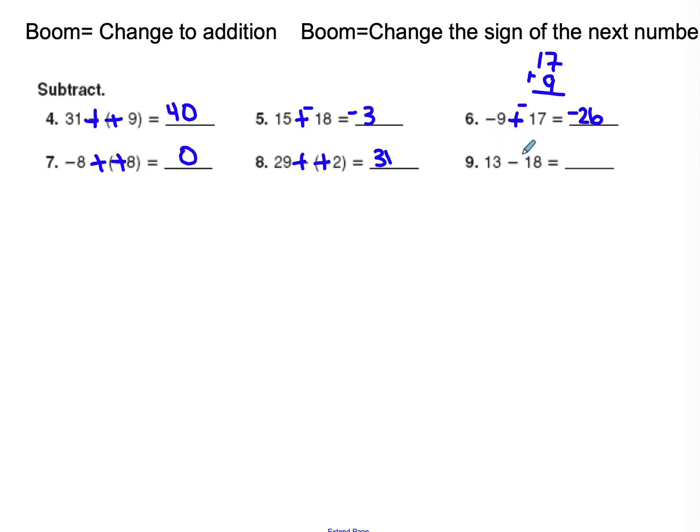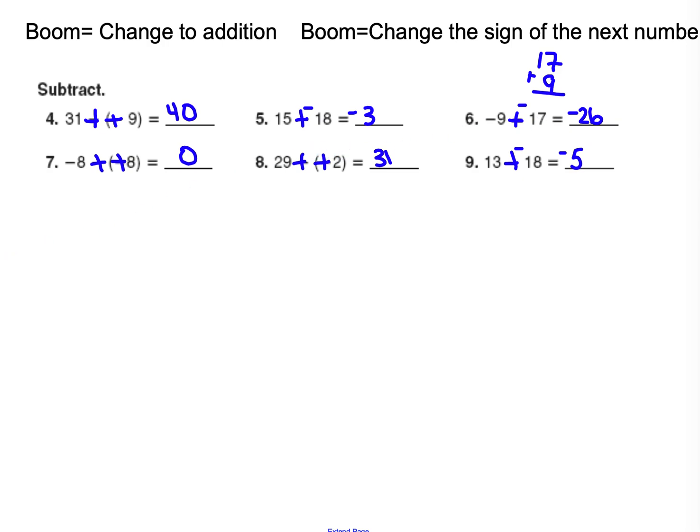And then number 9, 13 minus 18. Boom, change to addition. Boom, change the sign. I have 13 plus negative 18. Different signs, find the difference. 18 minus 13 is 5. More negatives, my answer is going to be negative.